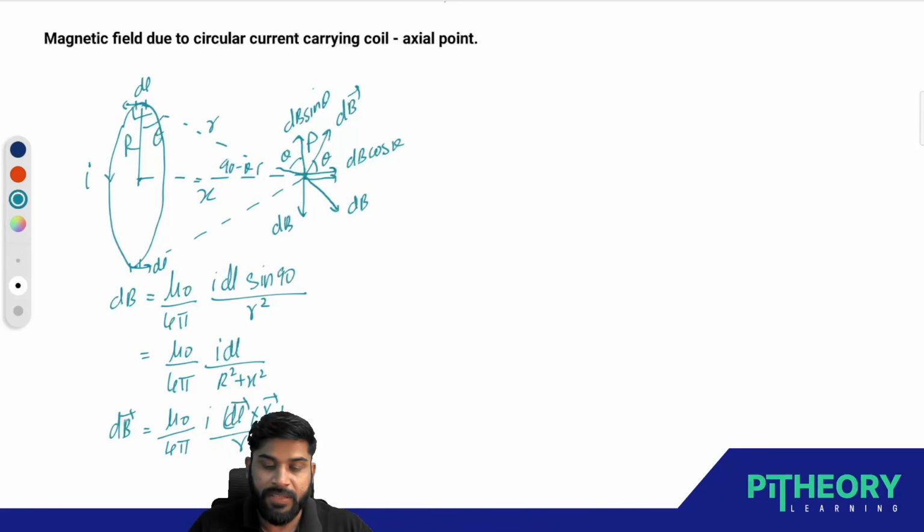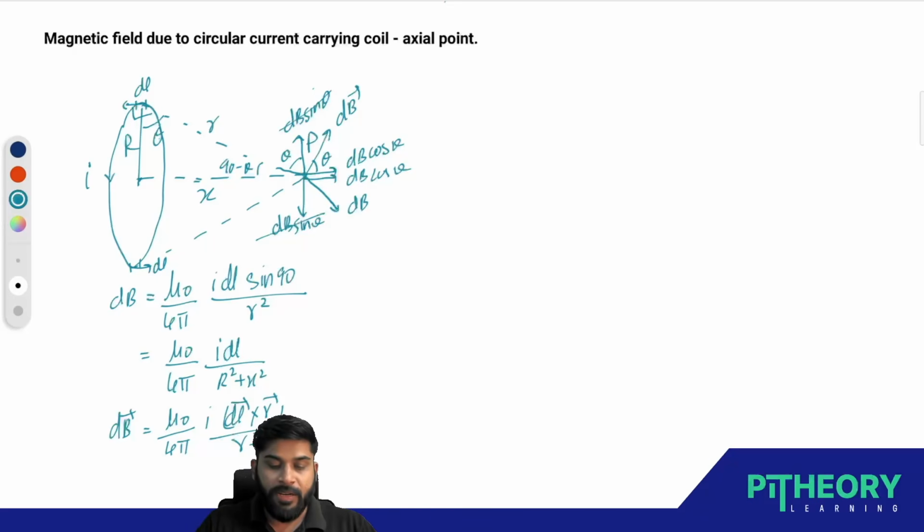This will be dB sin theta. This will be dB cos theta. And very clearly, what will happen? This dB sin theta and this dB sin theta cancel because they are equal and opposite. So they will cancel. The net magnetic field due to these two will be dB cos theta plus dB cos theta.